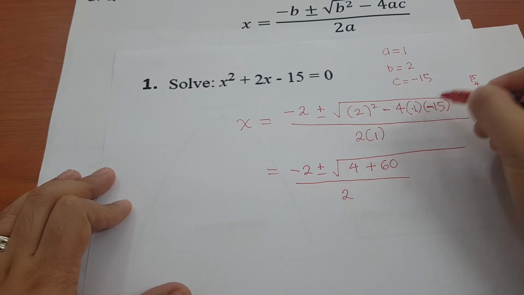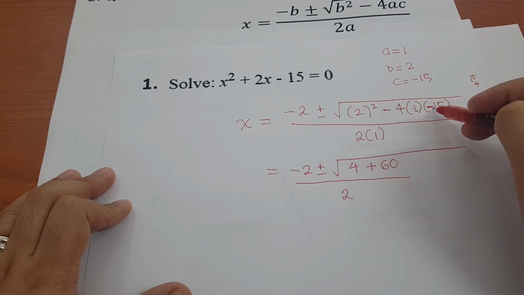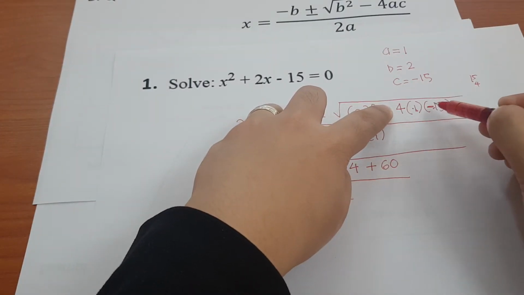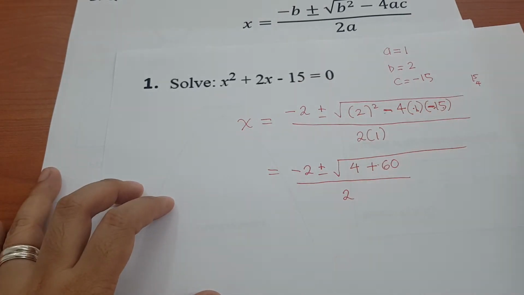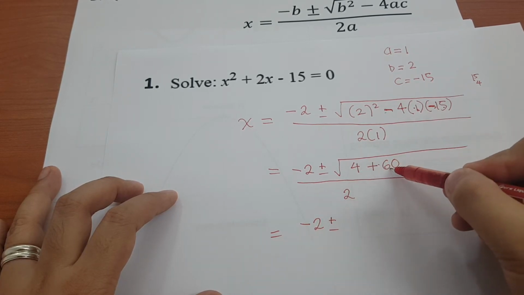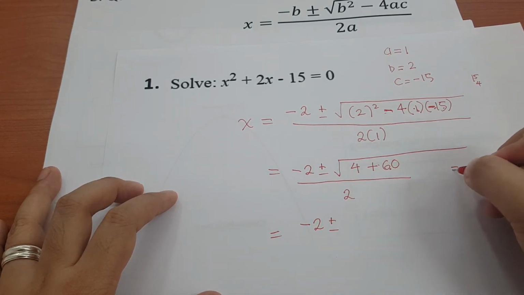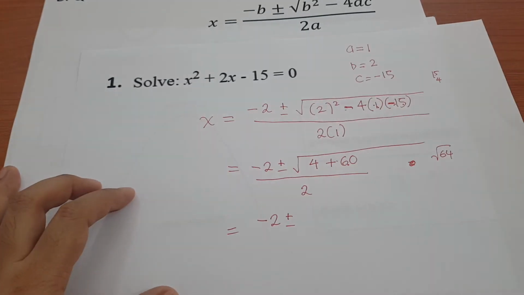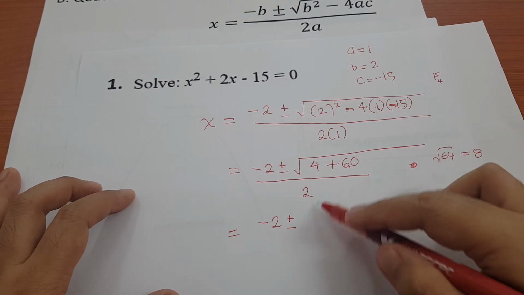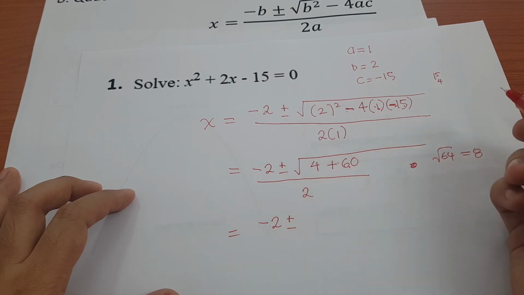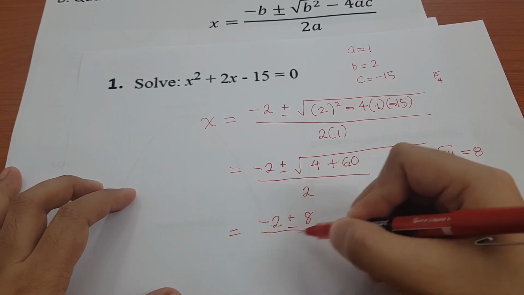This times this: minus 4 times 1 times minus 15 gives plus 60. Or you can do it this way: you multiply minus 60 and minus, which gives you plus. Now let's continue. Minus 2 plus and minus the root of 4 plus 60, which is the root of 64. And remember, the root of 64 is 8. So minus 2 plus and minus 8, all over 2.